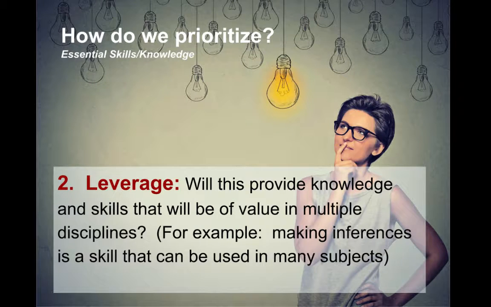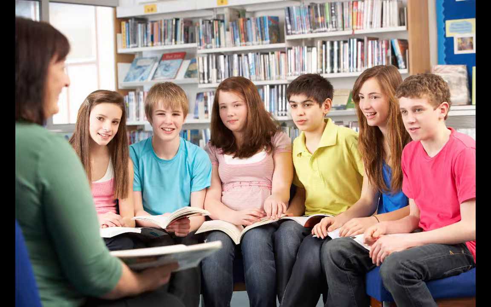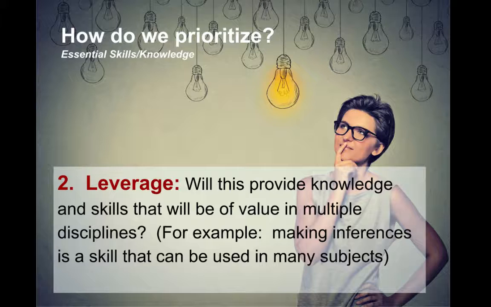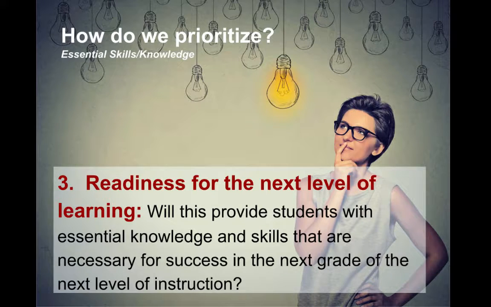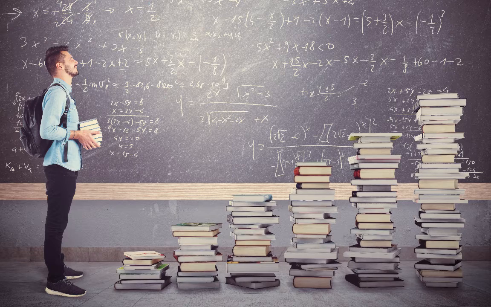Leverage is the second piece, and this is where we're looking at knowledge and skills that are of value in more than one discipline. So for example, making inferences is a skill that we use in a lot of subjects. We can make inferences in science, we can make inferences in English language arts, we can make inferences in social studies. So really this has a lot of leverage because it's got that cross-curricular component for the students. The last piece is the readiness for the next level of learning, and this is really what we're talking about in terms of our vertical alignment. So vertical alignment to the next class or course, even vertical alignment to life. Will this be of value beyond this course, and is it necessary for success at the next level?